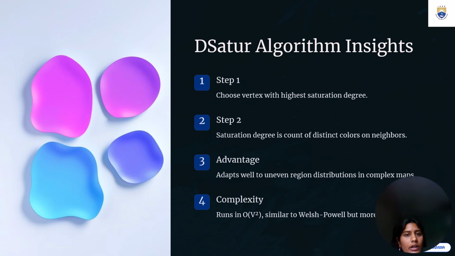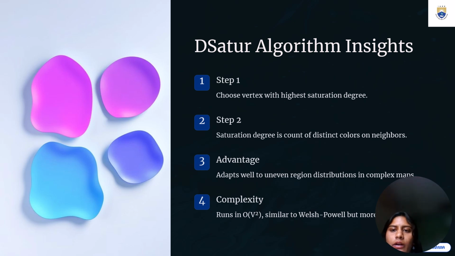So in the DSatur algorithm, step 1 is choosing the vertex with the highest saturation degree. Step 2: saturation degree is the count of distinct colors on neighbors. Advantages: it adapts well to uneven region distribution in complex maps. Complexity: it runs in O(V squared), similar to Welsh-Powell, but more adaptive.